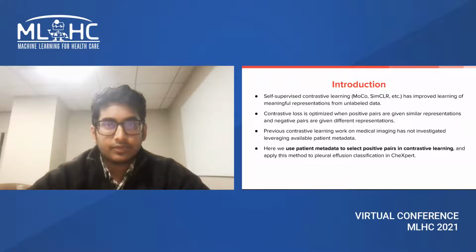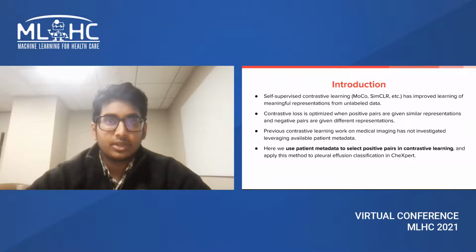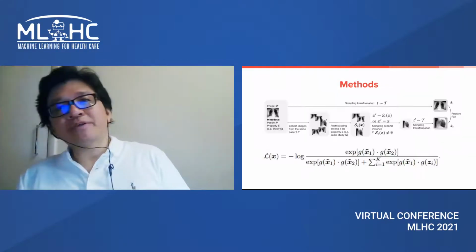In previous contrastive learning work on medical imaging, positive pairs are defined as transformations of the same input image, and patient metadata has not been leveraged to improve the selection of positive pairs. Here we use patient metadata to improve the selection of positive pairs in contrastive learning for the downstream task of pleural effusion classification in chest X-rays in the CheXpert dataset. Here we present our method.